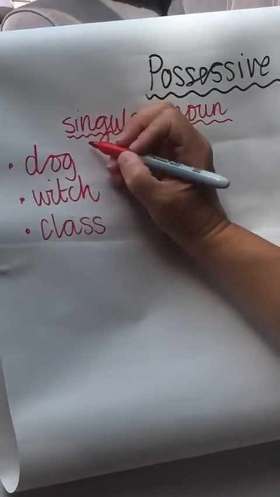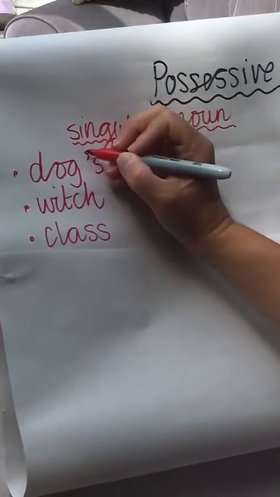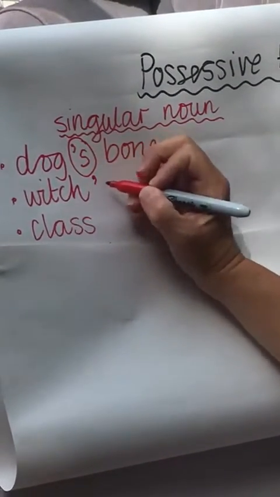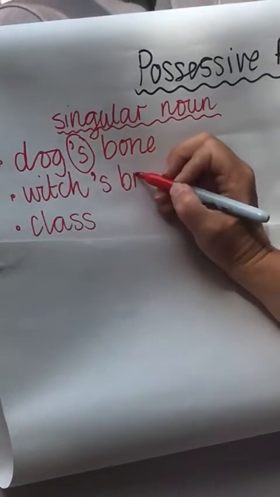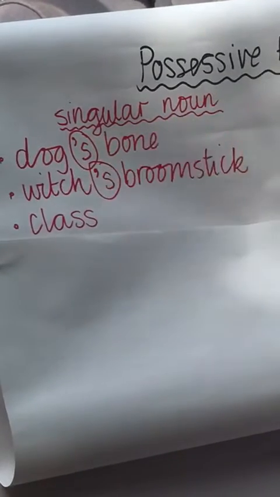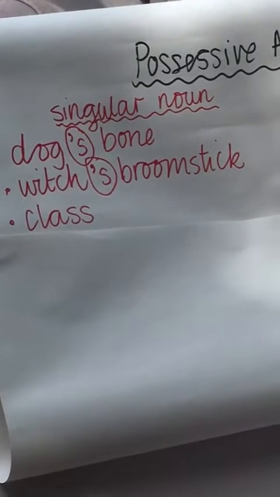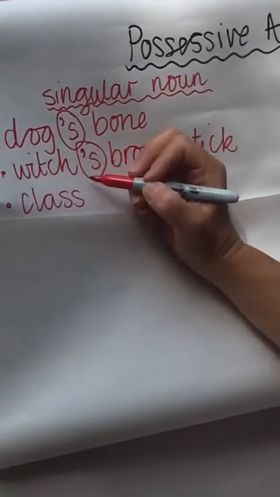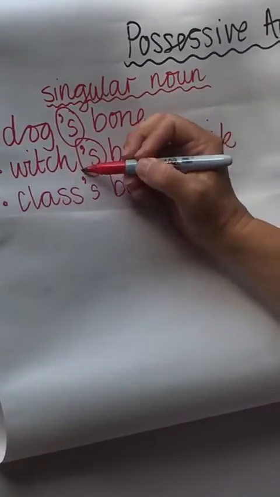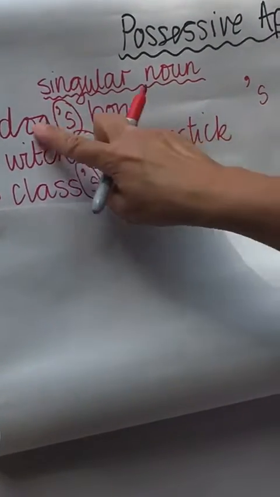It's really simple. The dog's bone, so the bone belongs to the dog. So what we do is we add apostrophe S. The witch's broomstick. It's one witch and it is her broomstick. So the broomstick belongs to the witch, and then the class, we're talking about one class. We're going to talk about lilac class or alder class, but one class. The class's book. So the book belongs to the class. You can see we've used apostrophe in the air and then S on the end of our singular noun.